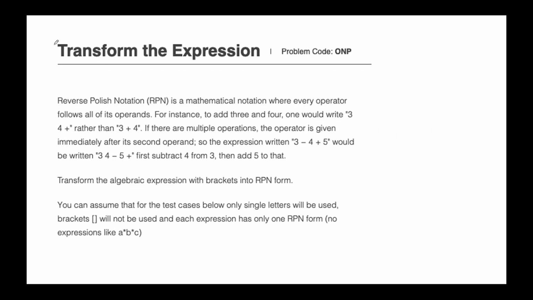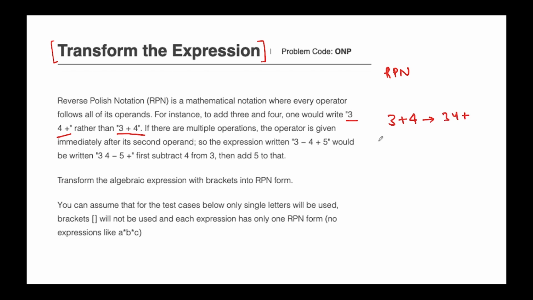Now, the question name is Transform the Expression, and let me just read it out in a very short and concise way, because obviously you can always go to codechef.com and check out this question. So this question says that there is this thing called reverse Polish notation, that is RPN, and in this notation, every expression is rewritten in some other format. Now this says that 3, 4, plus is the RPN format of 3 plus 4. So it is saying that 3 plus 4 may be written as 3, 4, plus.